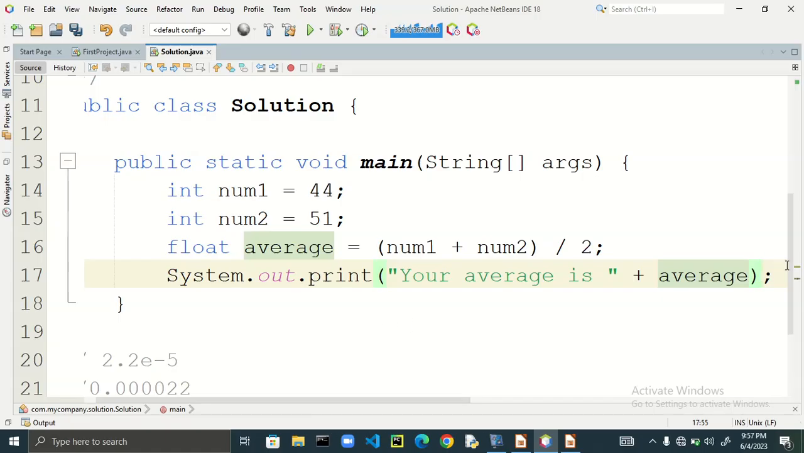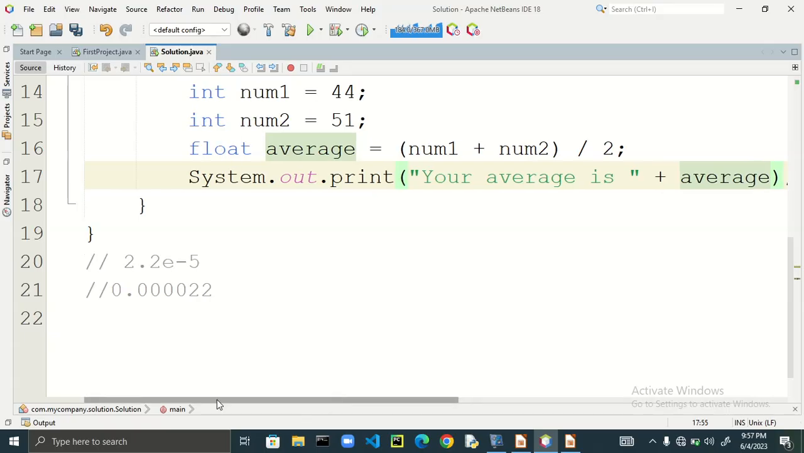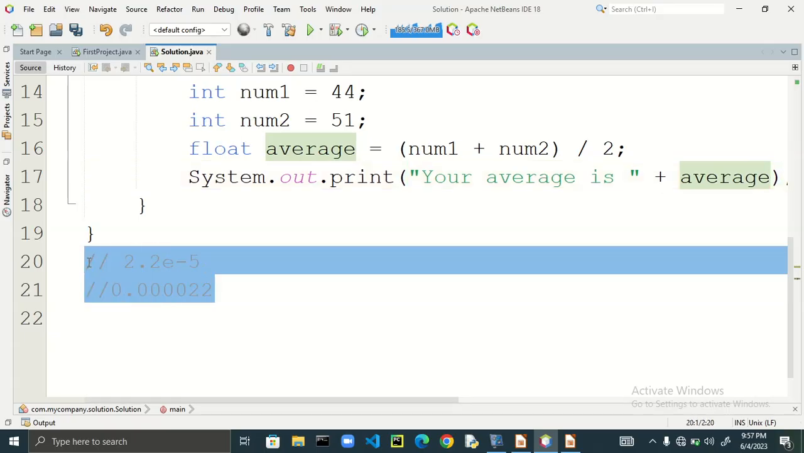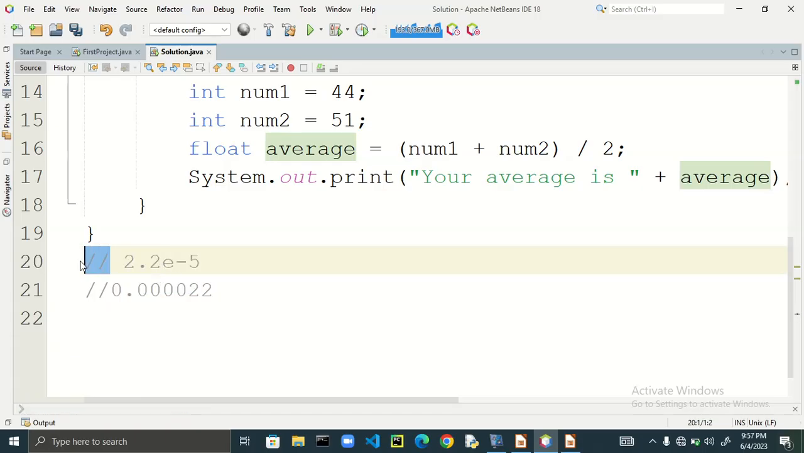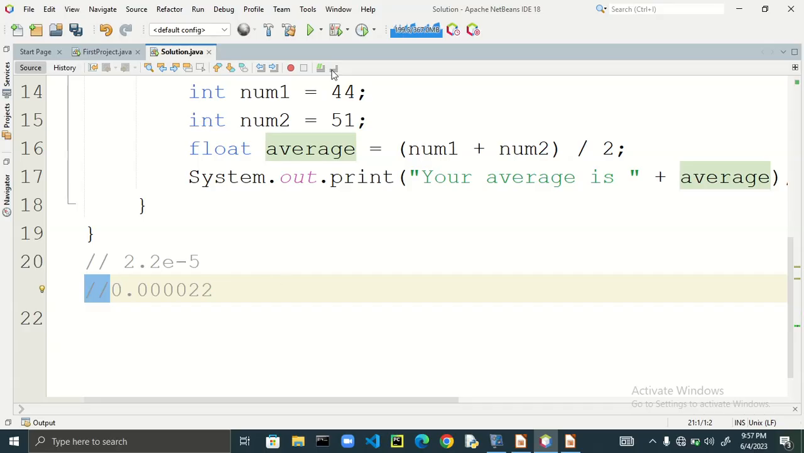Now you don't need to bother yourself about these two lines that I added down here. These are comments, so they will not be executed because of these two slashes I added. So it's fine.